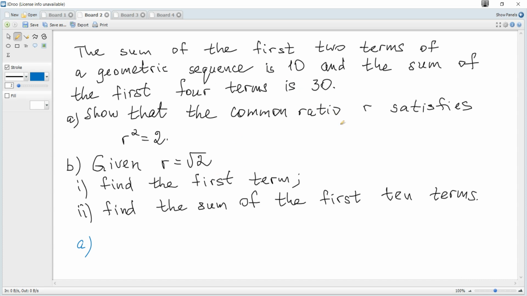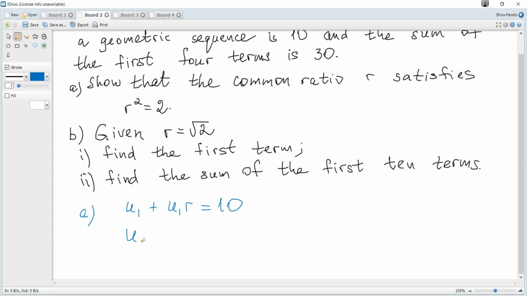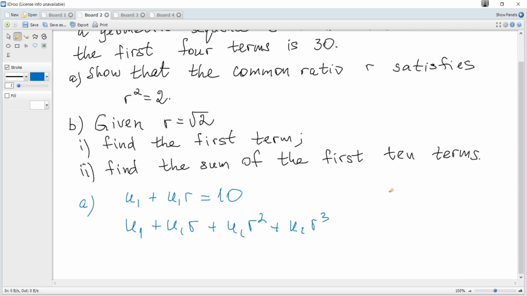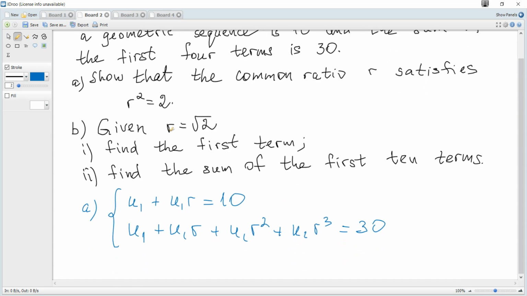So the sum of the first two terms can be represented as U1 plus U1 times R is 10. And the sum of the first four terms is U1 plus U1R plus U1R squared plus U1R cubed. Or you may just use the formula for the sum of the first four terms of a geometric sequence, and it's 30. And we get simultaneous equations, and we need to solve for R.